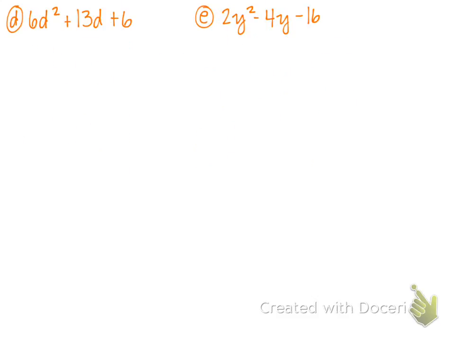Okay, so let's look at D. So we have blank times blank is equal to A times C, and A in this case is 6, and C in this case is 6, and we get 36. And then blank plus blank is equal to B, which is 13. So let's see what two numbers multiply to 36 but add to positive 13. And that is 4 and 9.